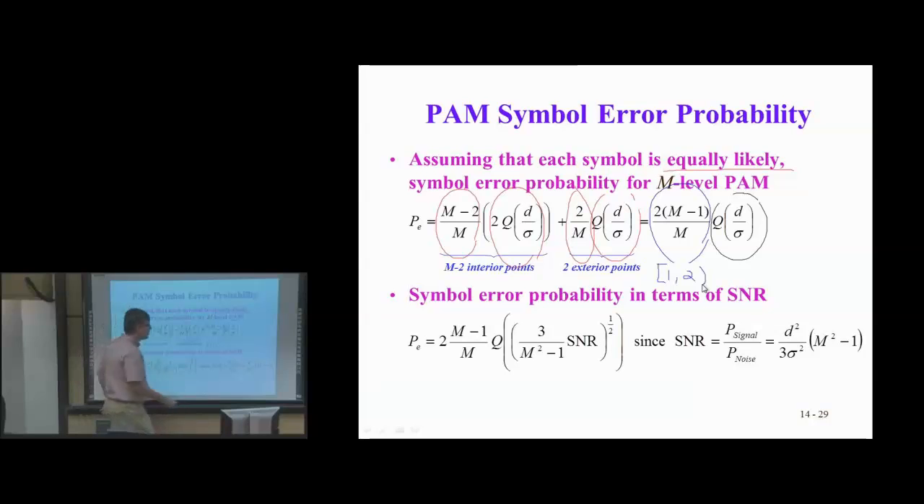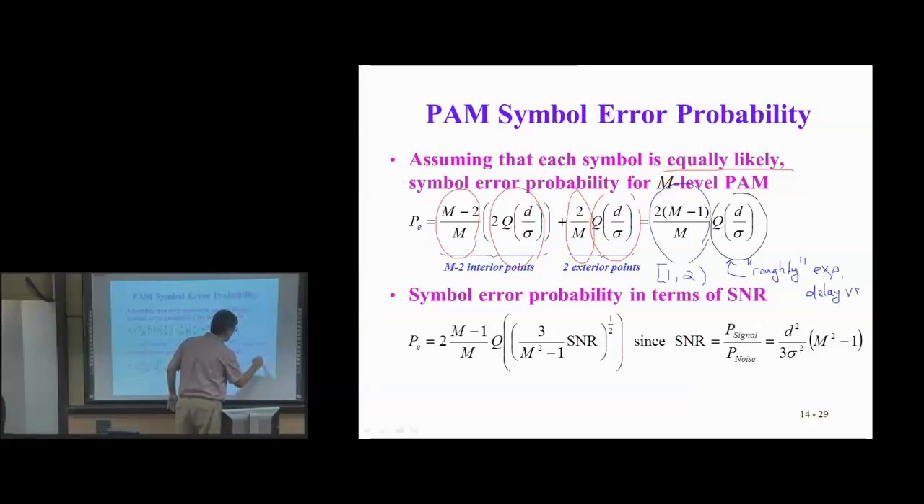But what's in the Q function changes dramatically. Remember, this is a roughly exponential decay versus the argument. So the big change occurs with changes in the argument, not so much M. But we'll see in just a second that what's in the argument can be written as a function of the square root of SNR, and that's going to have a relationship to M.